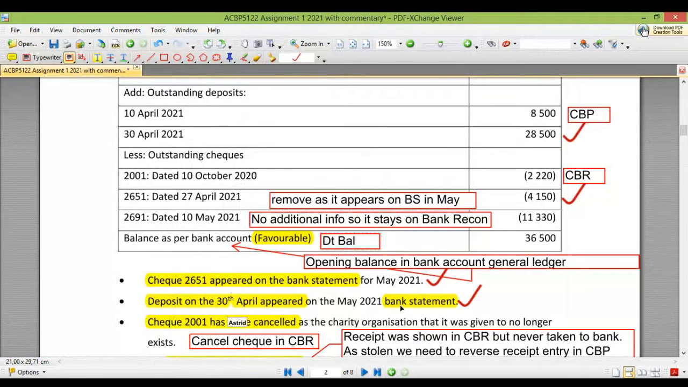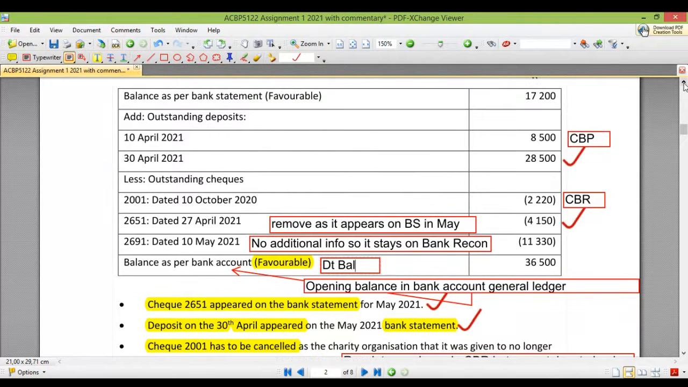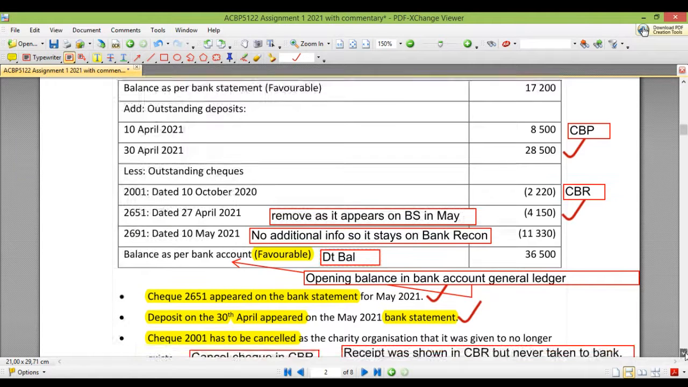Deposit on the 30th of April appeared on the bank statement. So the deposit is now reflecting on the bank statement. I can tick it off there, and I can tick it off my bank recon.